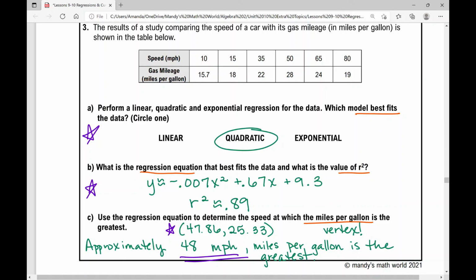And that concludes your day 2 notes over regressions and curve fitting. Today we focused on linear, quadratic, and exponential models. I hope it was helpful.